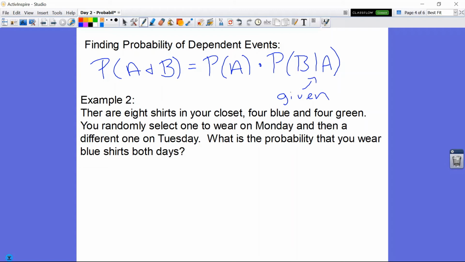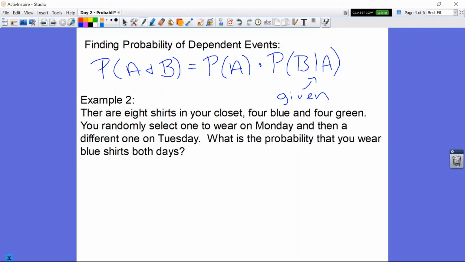So let's take a look at what that would look like. Example 2, sorry about the typo. There are 8 shirts in your closet, 4 blue and 4 green. You randomly select one to wear on Monday and then a different one on Tuesday. What's the probability that you wear blue shirts both days?